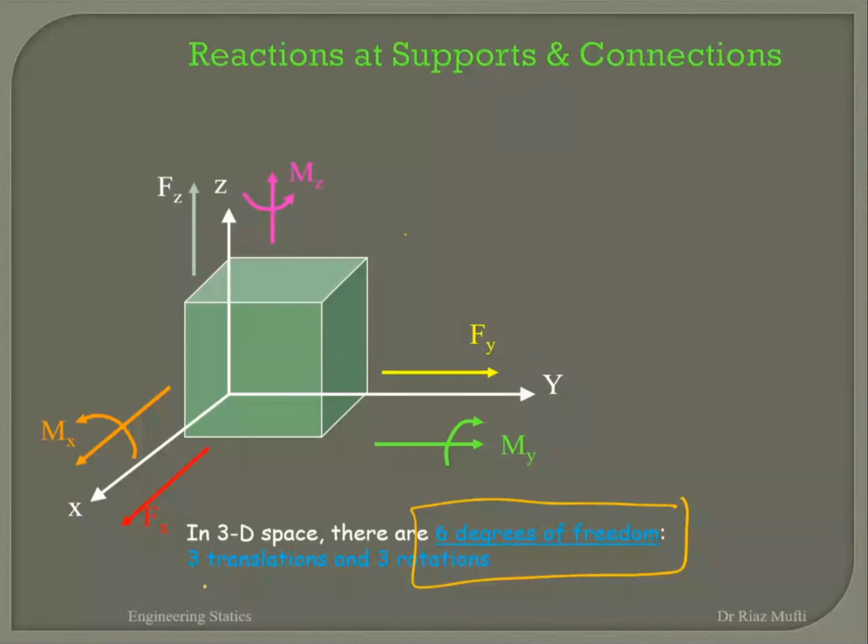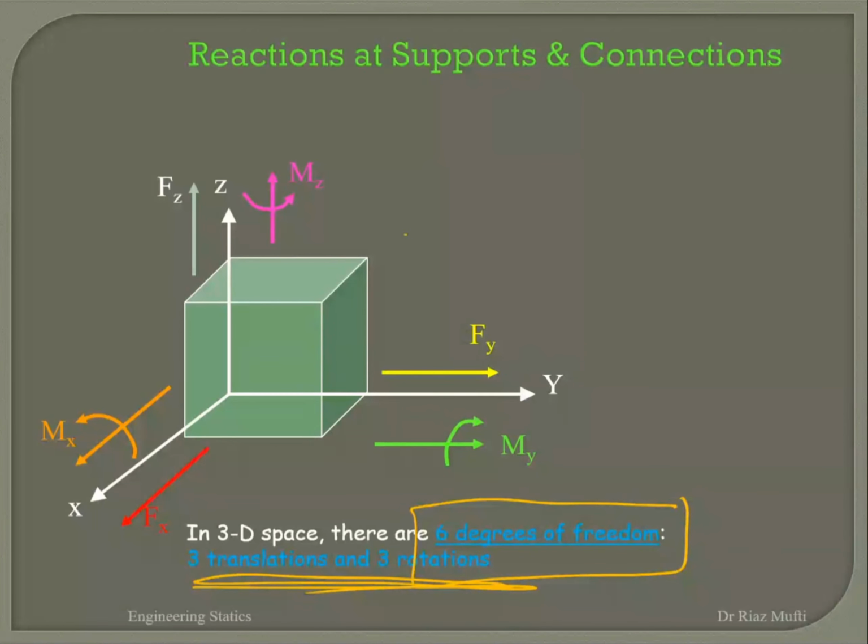There are 2 translation and 2 rotation. Is that clear? 3 translation and 3 rotations. 3 translations and 3 rotations. Is that clear? Yes, sir. Okay. So the 3D object has got 6 degrees of freedom.